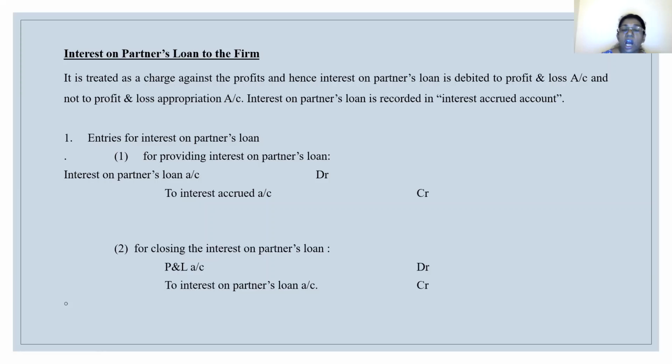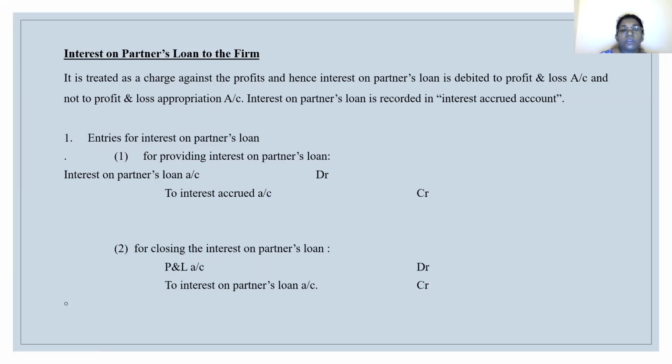So let's look at how we are going to pay interest on the partner's loan. It's treated as a charge against the profit. Hence, the interest on partner's loan is debited to the profit and loss account and not to the profit and loss appropriation account. You know that it's an expense for the firm. Therefore, it's not going to be put into the profit appropriation account. Rather, we are going to put this interest on the loan into the profit and loss account, normally the income statement, right?